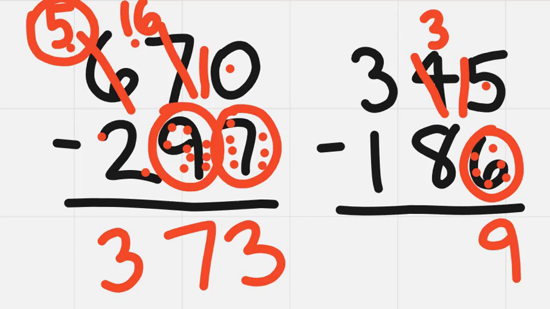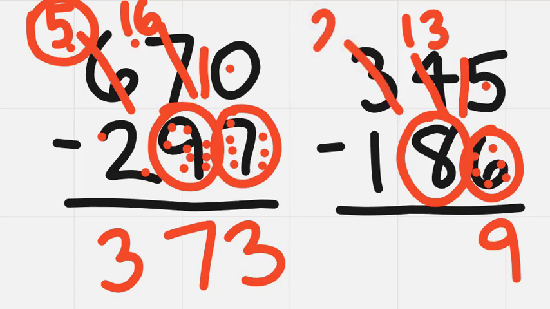Next, between 3 and 8, I'll circle the 8, which is again on the bottom, so it means I'll have to borrow. That 3 becomes a 13, and then I cross out this 3 and it becomes a 2. Now I can subtract 13 minus 8. 13, 12, 11, 10, 9, 8, 7, 6, 5.